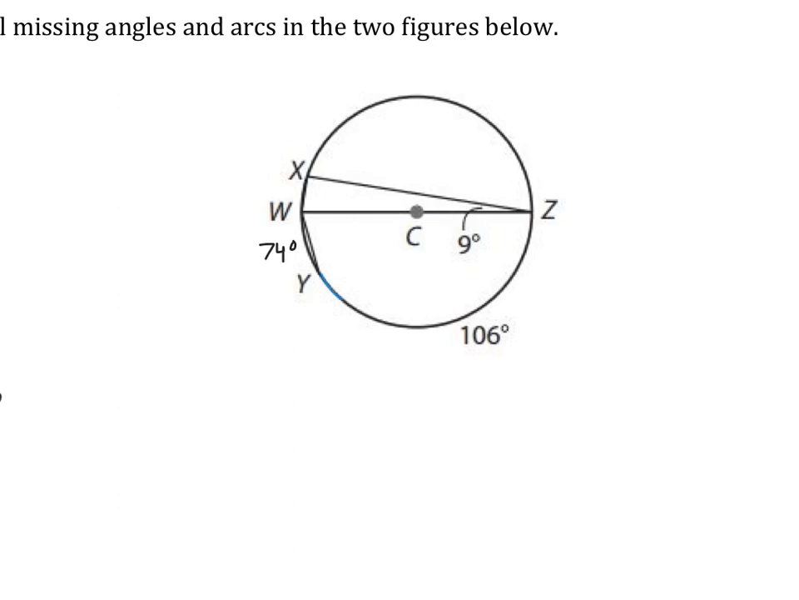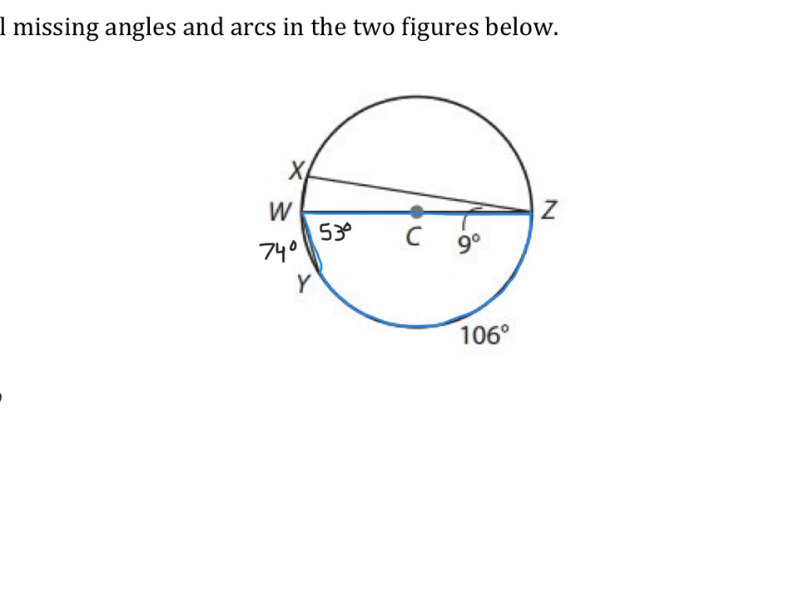We can also use arc WZ to help us find the inscribed angle ZWY. Remember, the arc is always double the angle, or the angle is half the arc. So if the arc is 106 degrees, that means that this angle should be 53 degrees.